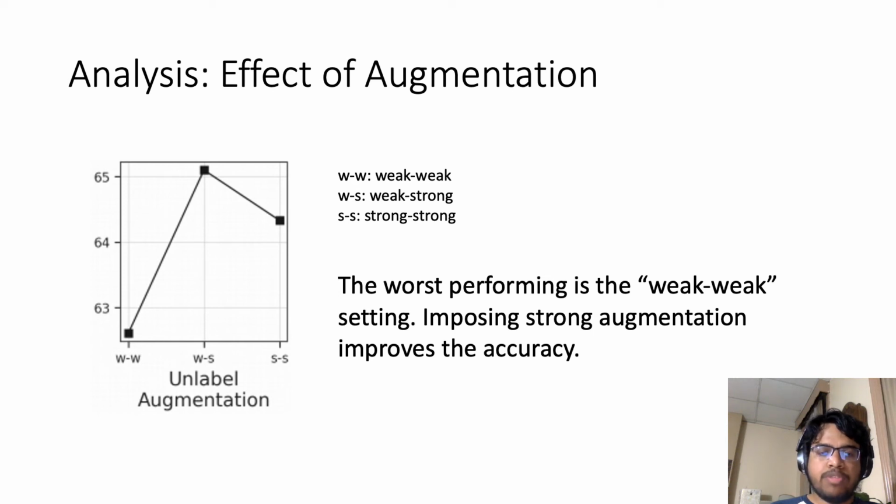For example, using just 2 weak augmentations on the 2 images versus 1 weak augmentation and 1 strong augmentation for the 2 images has more than 2% performance difference. So this implies that strong augmentation improves the accuracy, particularly in our setting.